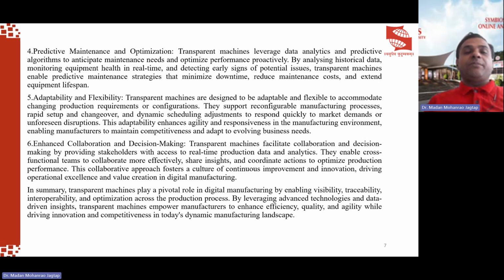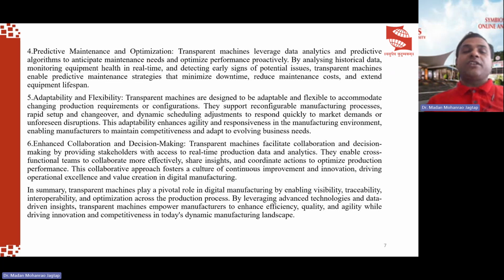Then there is the adaptability and flexibility. Transparent machines are designed to be adaptable and flexible to accommodate changing production requirements and configuration. So again, the transparent machines help adaptability and flexibility. Whatever changes are there, they are adapted to those changes.